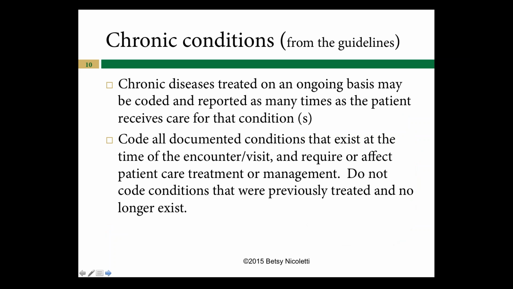Here's some guidance for us, again, from the guidelines, and it says we're going to code an ongoing condition as often as we treat it. So if you see that patient for gout, hypertension, and chronic kidney disease every week for 10 weeks, you're going to code those conditions as often as you've seen them. And it also tells you, look at this second bullet, code all documented conditions that exist at the time of the encounter visit and require or affect patient care or treatment, and then don't code conditions that aren't there anymore.